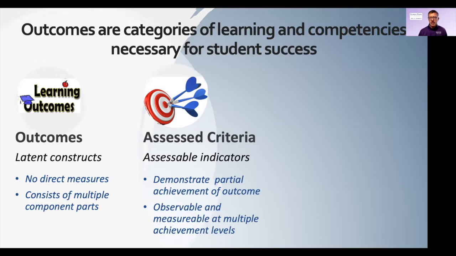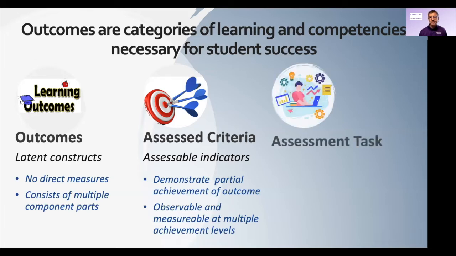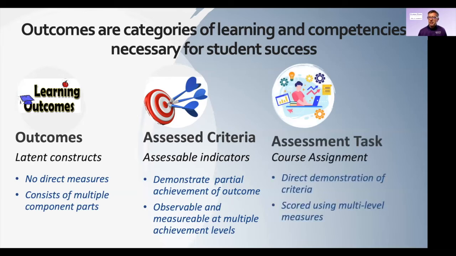Each of these criteria are the observable components that are measurable at multiple achievement levels. This is the data that are collected as indicators as to the extent to which students are achieving the outcomes. If achievement of outcomes needs to be improved, it is essential to identify the component criteria that are challenging the students. The assessment task that scores achievement cannot effectively be designed until you confirm the criteria to be assessed.